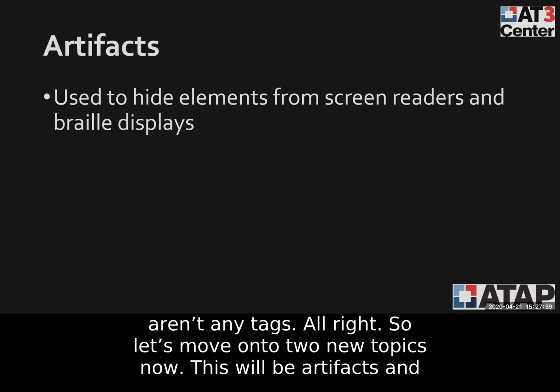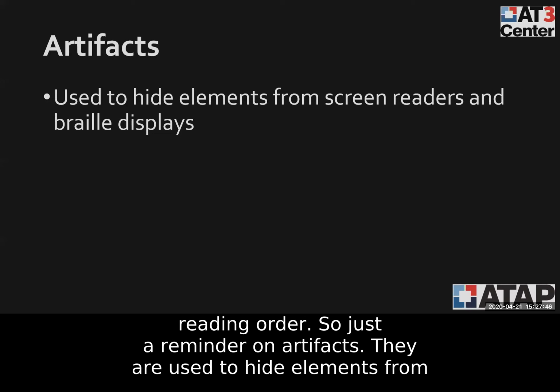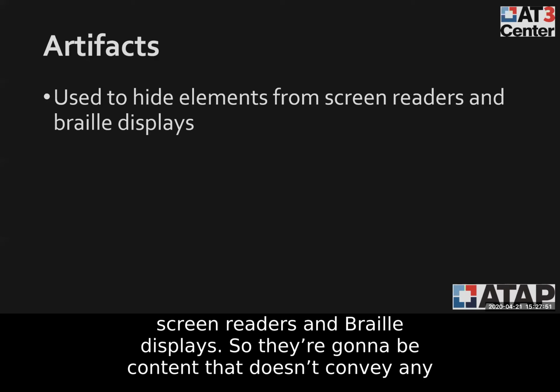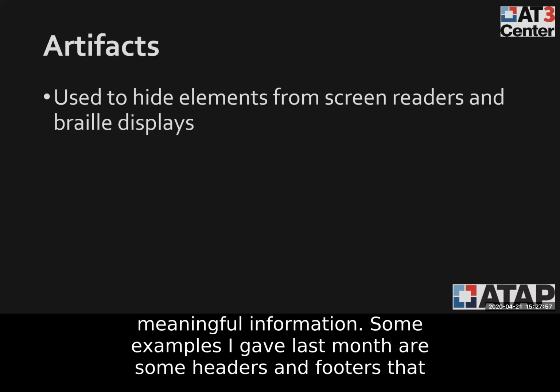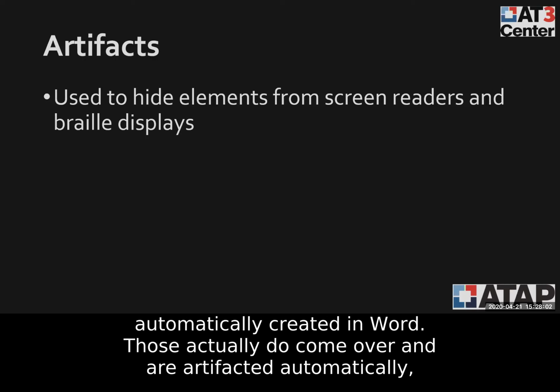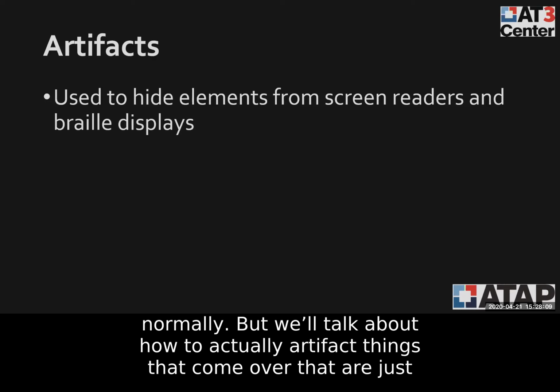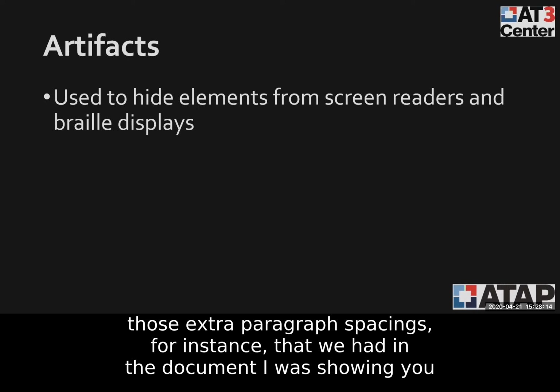All right. So let's move on to two new topics now. This will be artifacts and reading order. Just a reminder on artifacts, they are used to hide elements from screen readers and Braille displays. So they're going to be content that doesn't convey any meaningful information. Some examples I gave last month are headers and footers that are automatically created in Word. Those actually do come over and are artifacted automatically normally. But we'll talk about how to artifact things that come over that are just those extra paragraph spacings, for instance, that we had in the document I was showing you before.